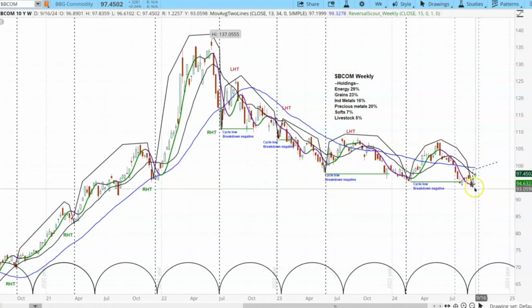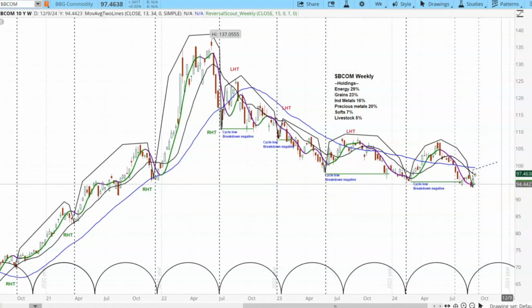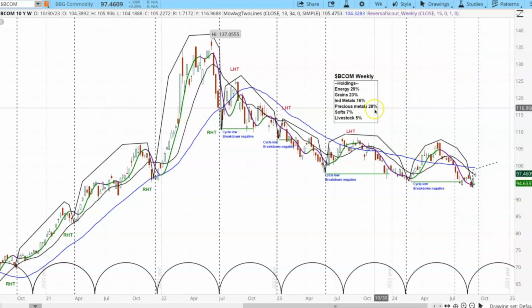So this is a warning that the weekly cycle has bottomed. Now what we do is we look at multiple time frame analysis for confirmation in that, and just before we move on to any other charts, I want you to see the holdings in here, where energy is 29%, grains 23%, industrial metals 16%, precious metals 20%, softs 7%, livestock 5%. So it's pretty broad, but as you can see, weighted mostly in energy and metals.